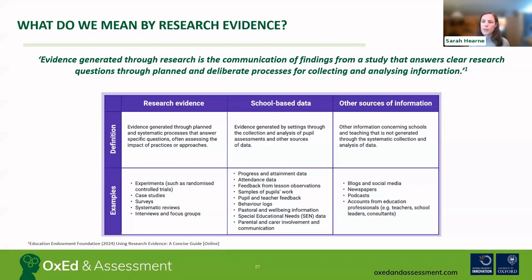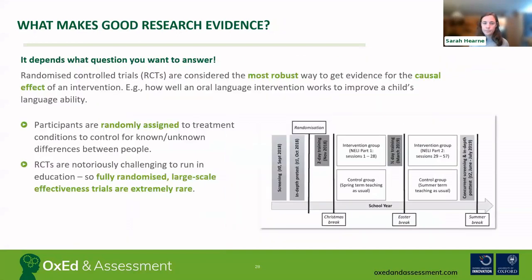So studies like this include experiments, surveys, focus groups, and so on. So what makes good research evidence? Well, it kind of depends on what question you want to answer. But if you want to establish whether a particular teaching approach or programme has a causal effect on a particular measure, whether that's attendance or behaviour or language, a randomised control trial, otherwise known as an RCT, is generally considered to be the most robust experimental design.